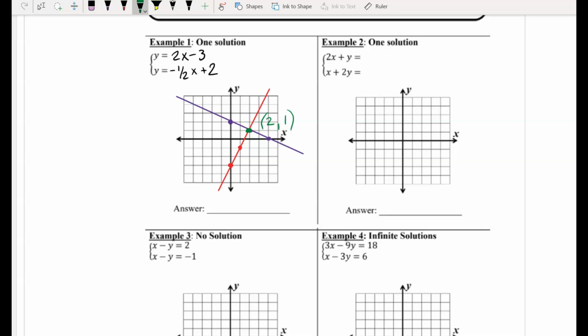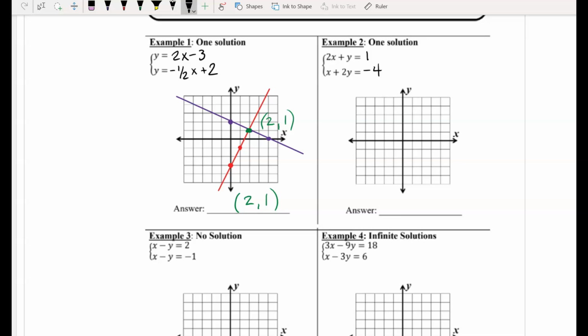Those lines intersect at the point where x is 2 and y is 1, so that ordered pair of the intersection is our solution. If we substitute 2 for x and 1 for y in the first equation, it will give us a true statement. If we substitute it into the second equation, it will also give us a true statement, and that's the only point that makes both of the equations true.